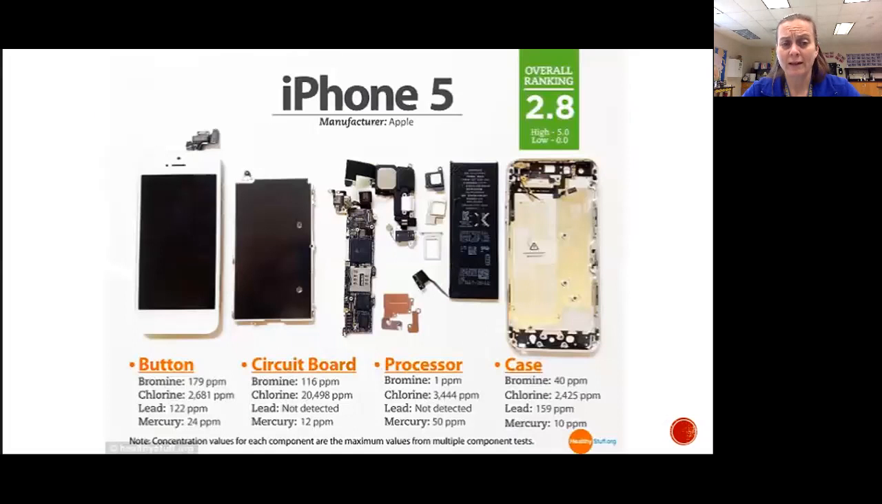So if we were to look at an iPhone, this is an iPhone 5. I know that's an old iPhone. But if we look, it contains bromine, chlorine, lead, mercury, lots and lots of human health hazards. And so if you simply dispose of your old iPhone in the trash can instead of taking it to a recycling event, all of those toxic chemicals can leach out.